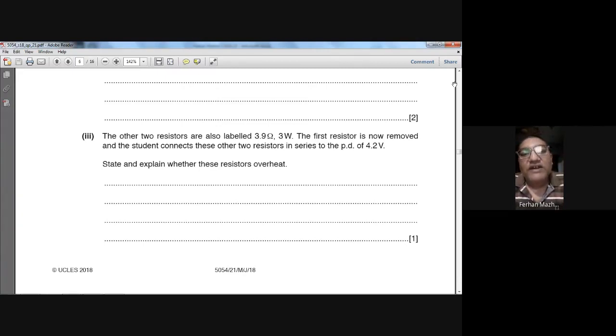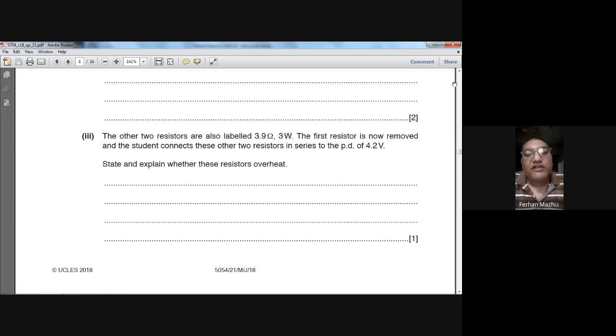Now calculate how much current is coming from the battery. The current coming from the battery can be calculated by the formula I equals V divided by R, where V is the EMF of the battery, which is 4.2, divided by the total resistance of the circuit, that will be 7.8. So 4.2 divided by 7.8, you will get a current of 0.538 amp. So now we can calculate how much power is provided to one resistor.